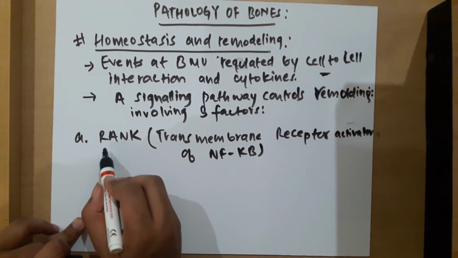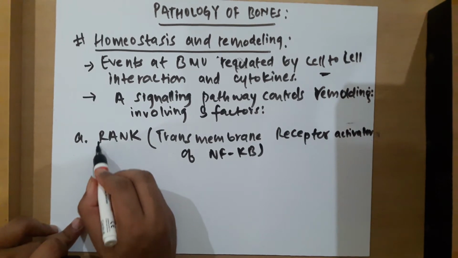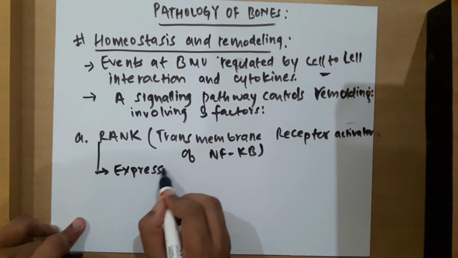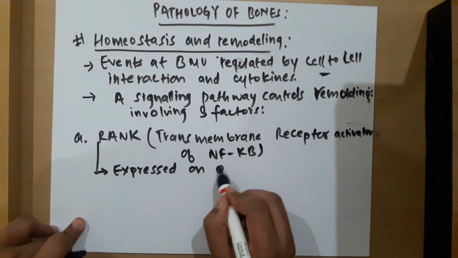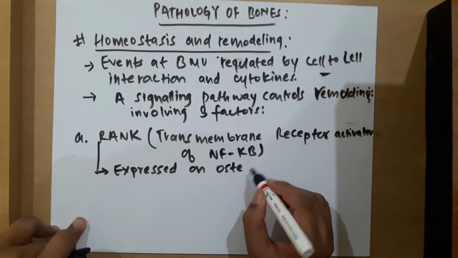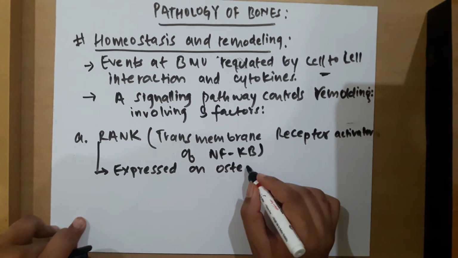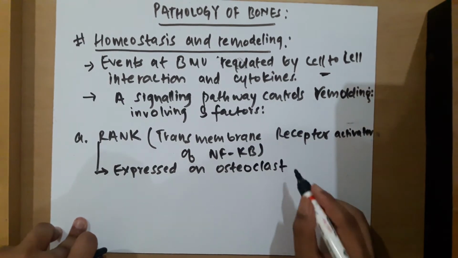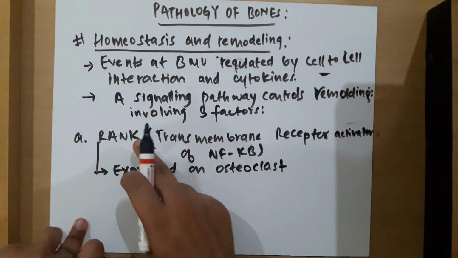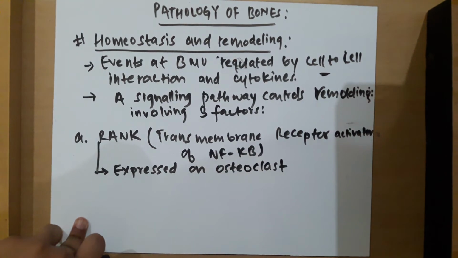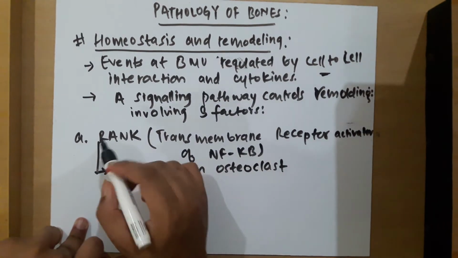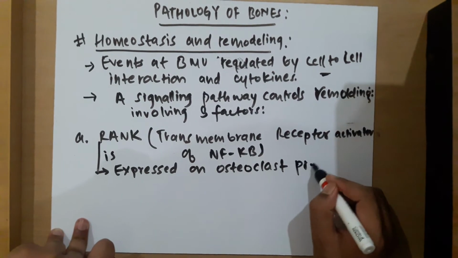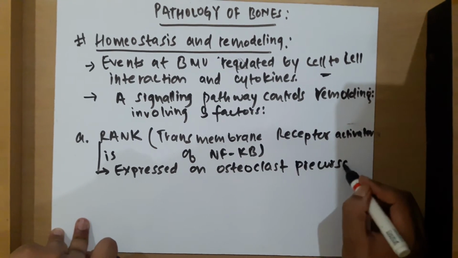So this RANK is expressed on osteoblast. Sorry, I am again confused. Osteoclast. Okay, if I have said somewhere osteoblast, please correct. This RANK or transmembrane receptor activator of NF-κB is expressed on osteoclast precursor molecules.